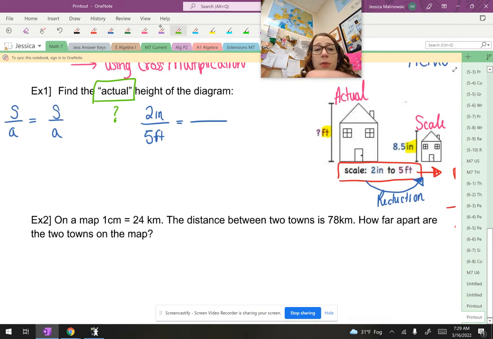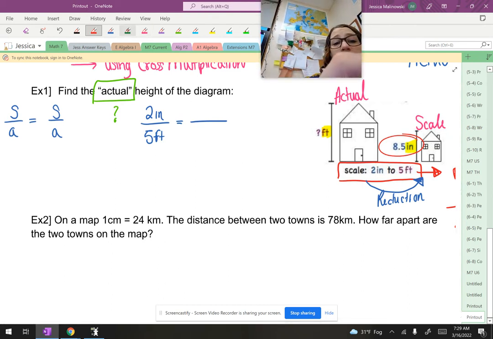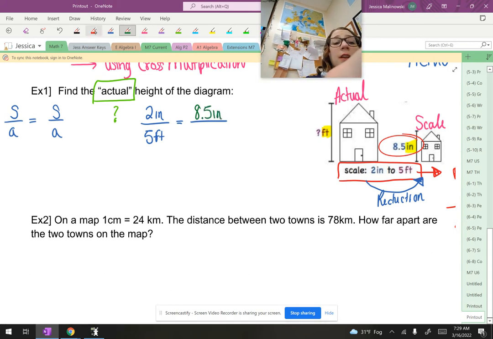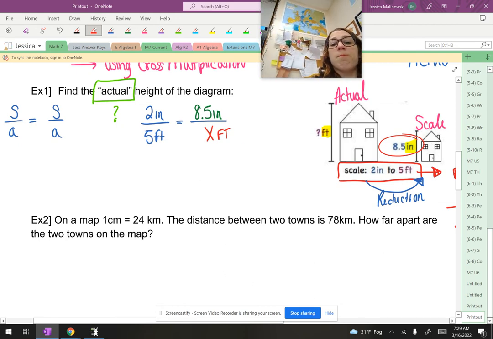okay, so then the only piece we haven't used yet is this 8.5. Where do you think that 8.5 goes? Well, keeping in mind that you need to have your labels matched up, that 8.5 is going to go on the top with the other inches. And then, of course, because we're finding the actual is on the bottom, it makes sense that our x, feet, because those labels have to match, is going to be on the bottom.